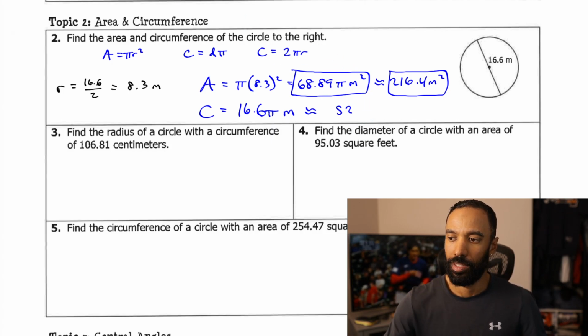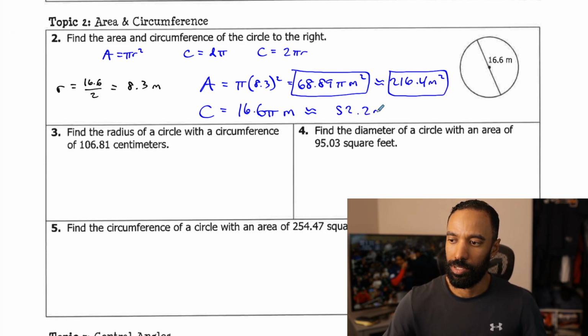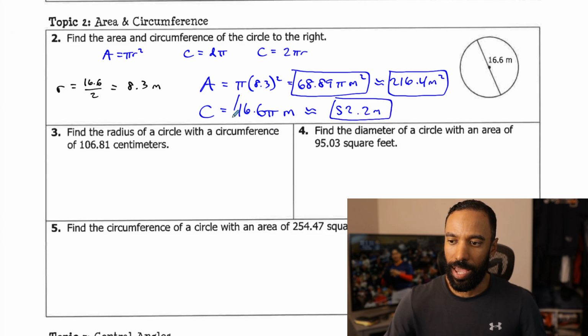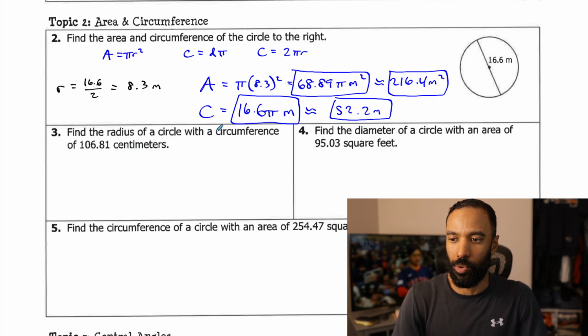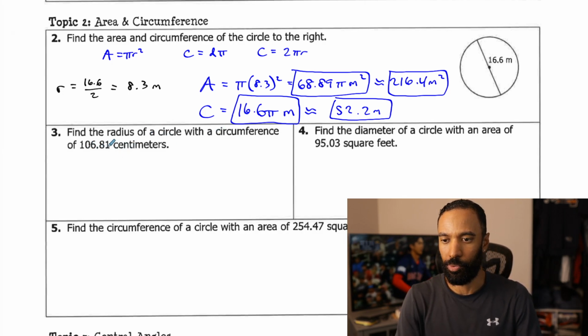That's a 5. 52.2 meters. So yeah, that's an either or thing, and that's both of them. Number 3, find the radius of a circle with a circumference of 106.81 centimeters.